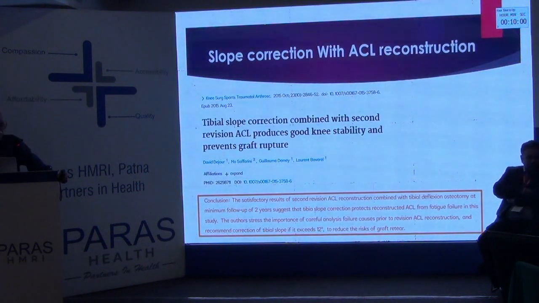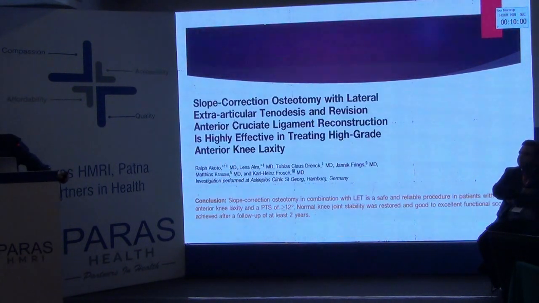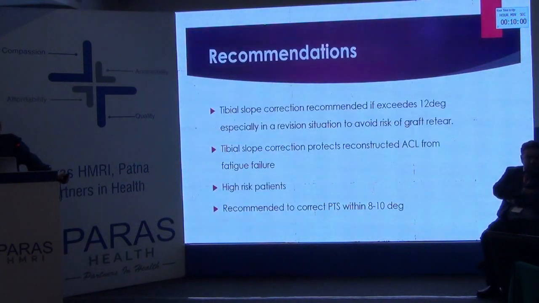And again, slope correction with ACL, this is another new topic. Usually it should be considered if the slope is more than 12, especially in a revision situation. Maybe the first time, the slope correction may not be required, but especially if there has been a recurrence of ACL, tibial slope correction is recommended if it exceeds 12 degrees, especially in a revision situation. This slope correction protects the reconstructed ACL. It is indicated in high-risk patients.